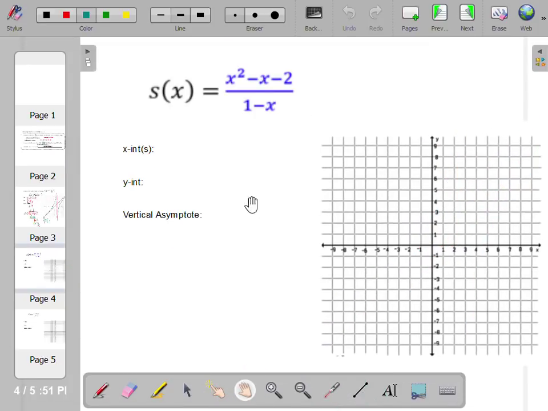Let's try another one. The tricky thing here is the denominator is not in standard form, so let me just rewrite that. That's a little annoying. This is negative x plus 1. Okay, now let's find everything.